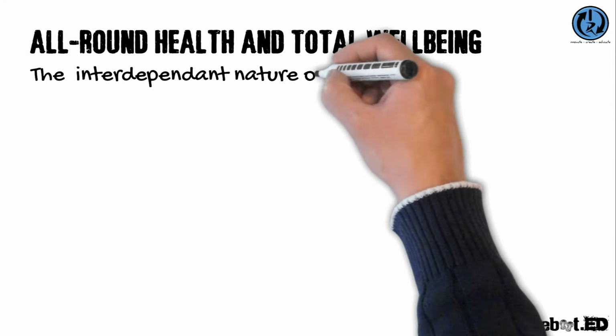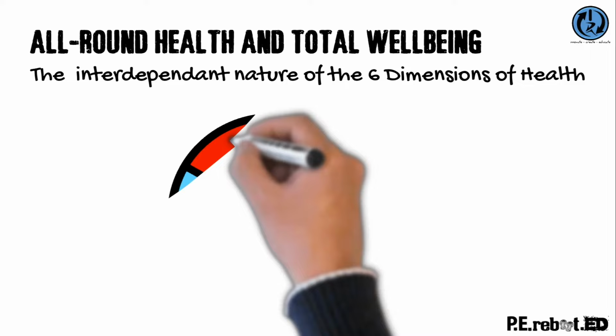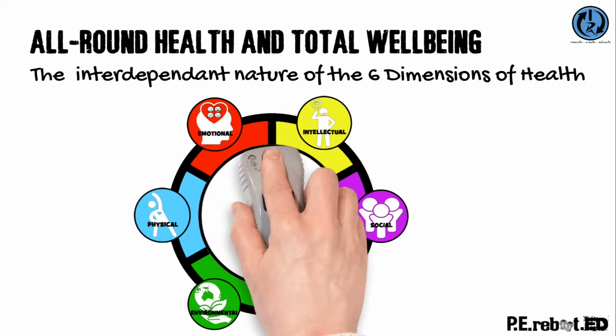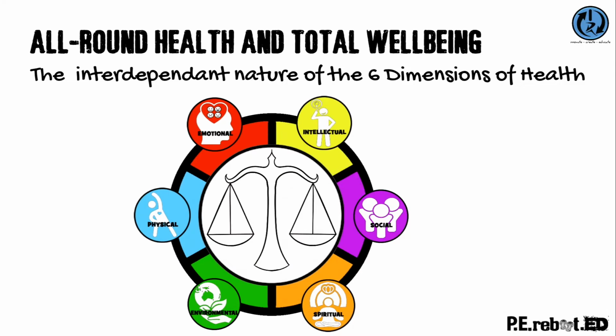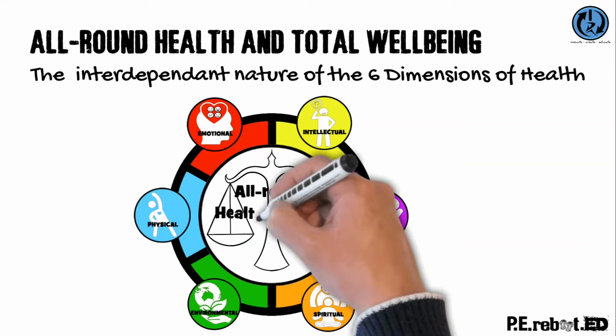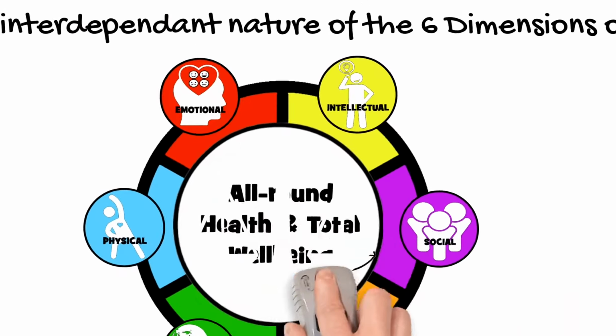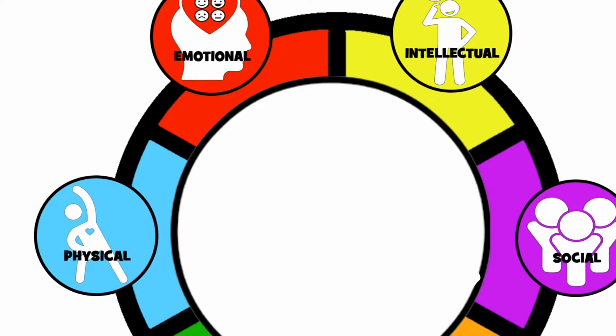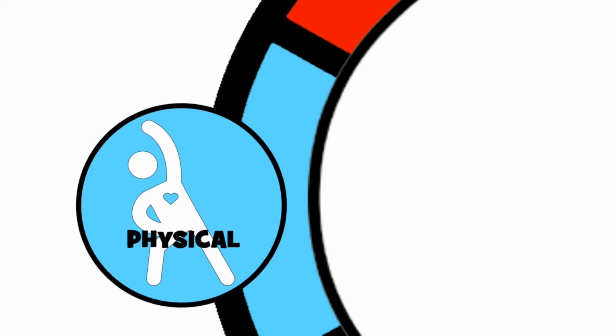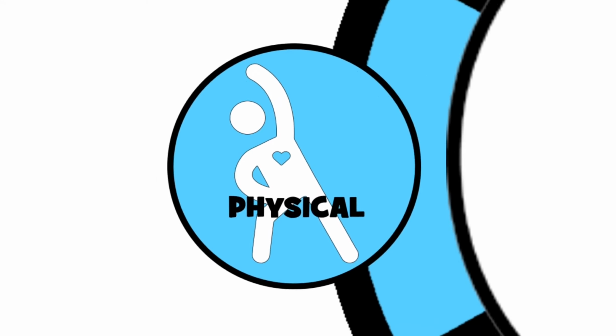The six health dimensions are all interdependent, meaning that they affect one another. It is important to maintain a healthy balance between all six dimensions in order to achieve all-round health and total well-being. If one dimension takes over and dominates life, or is compromised and not working efficiently, then a person's overall health and well-being will be compromised, and the other dimensions will decline.